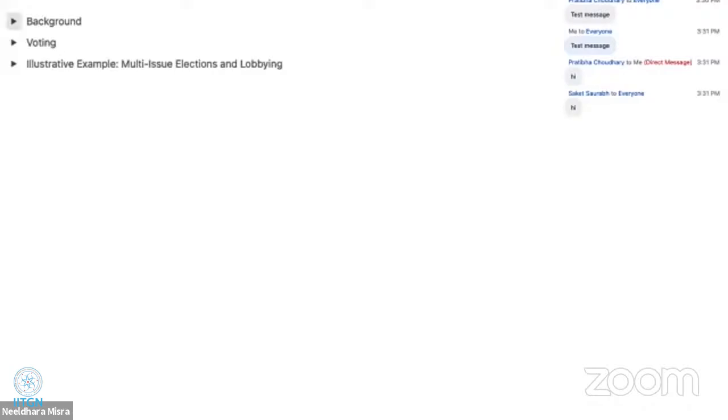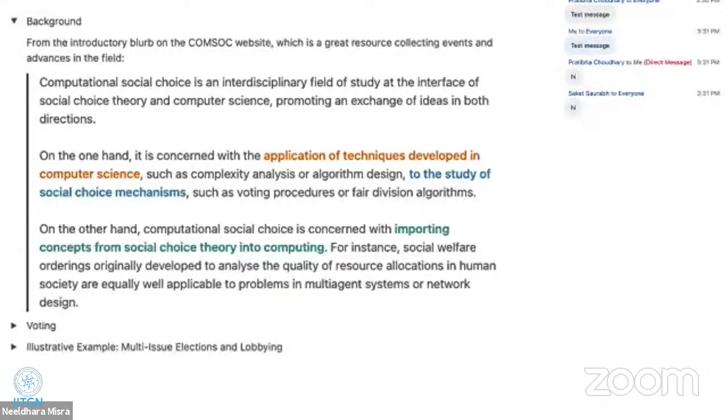I'll just quickly show you a couple of paragraphs that are stolen from the ComSoc website. By the way, if you're interested in computational social choice, and you're not already working in it, then the ComSoc website is a great place to start. So I'll also share a link of these notes from where you can click through and find the website. Essentially, we will be exploring the first aspect that is spoken about here, which is the application of techniques in computer science, like algorithm design or complexity analysis, to the study of problems that are motivated by social choice questions.